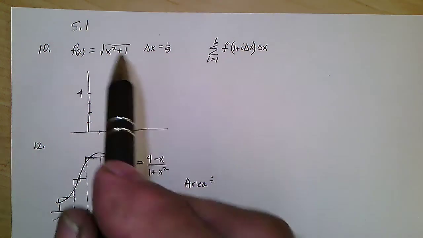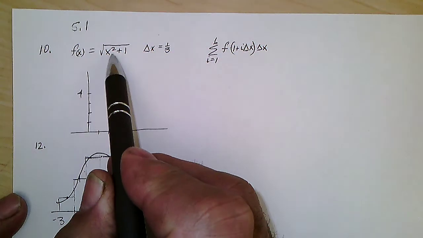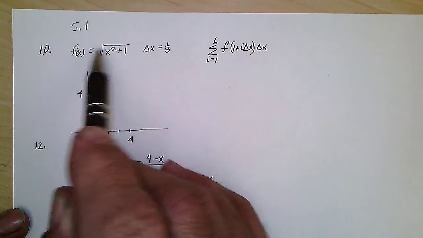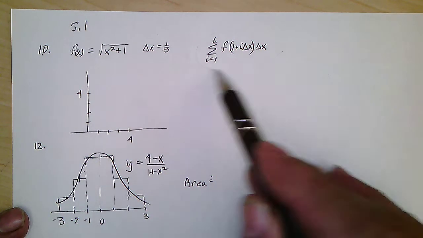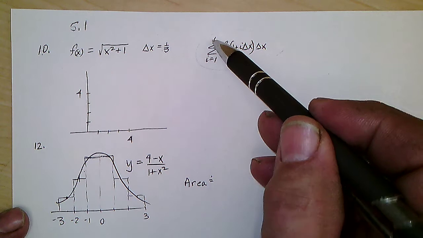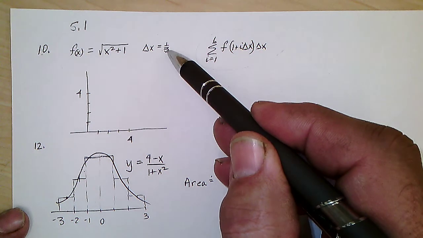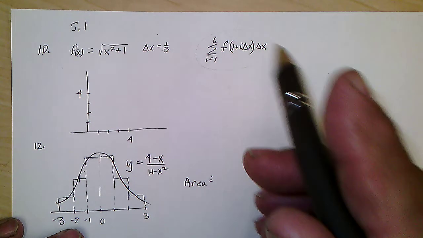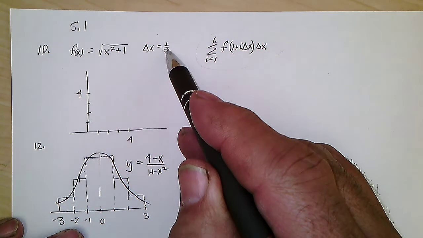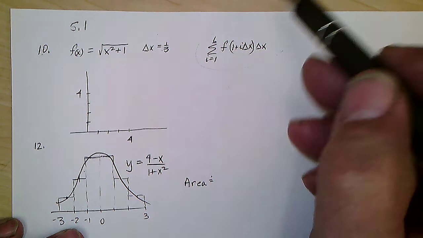All right, this is 5-1. F of x, number 10, the problem number 10, f of x equals this, delta x is 1/3, and we're supposed to figure out this. So we're doing this 6 times. If the width is 1/3, we're going to go for 2 units, because 6 times 1/3 is 6/3 or 2.